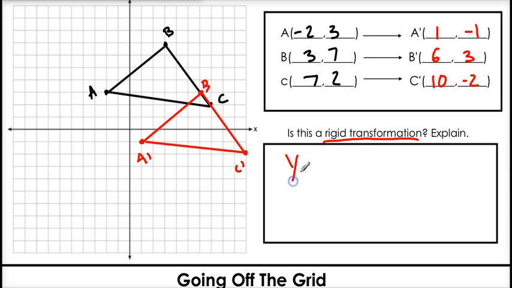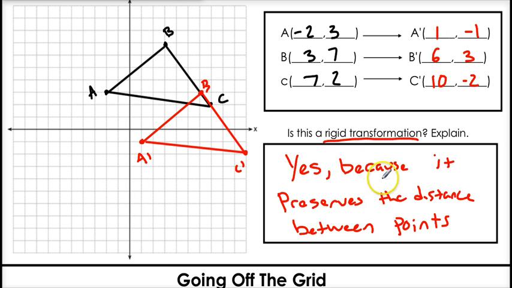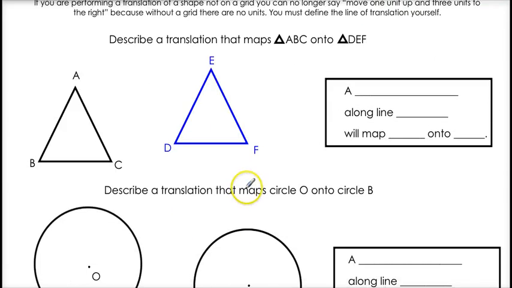So yes, because it preserves the distance between points. None of that middle school language where we say it's the same size, so yes, it's a rigid transformation. It's a rigid transformation because it preserves the distance between points, which is just a really fancy way of saying it's the same size. All right, 2 more examples.